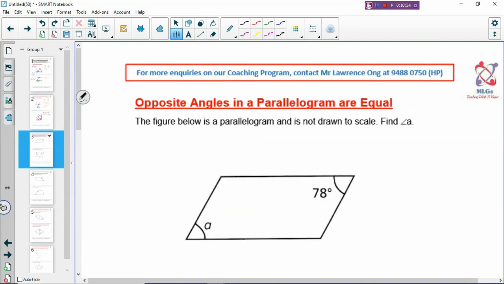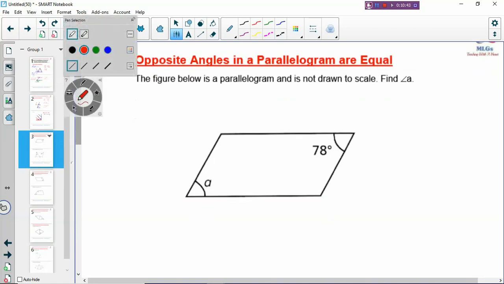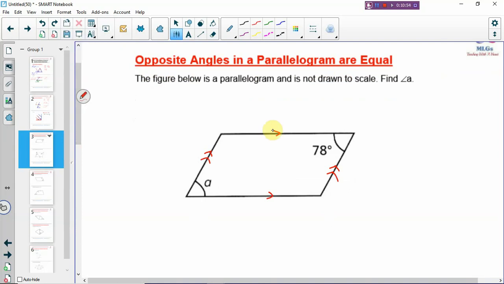All right, so now let's look at four-sided figures. Parallelogram, a four-sided figure. So what are the properties inside a four-sided figure? If you see a parallelogram, you must know that there are two lines that are parallel, and another pair of two lines that are parallel. Very important property. So the first property is what? Opposite angles in the parallelogram are the same. So if this is 78 degrees, then the opposite angle here will be 78 degrees. That's the first property.